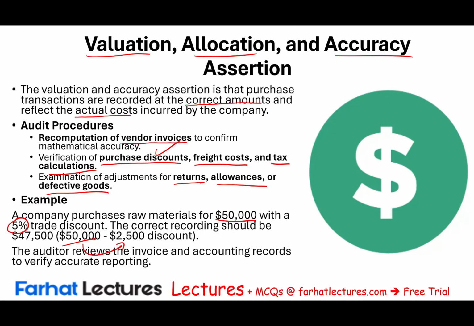What would happen is the auditor will review the invoice and accounting record to confirm what amount is recorded, 47,500. So we will take a calculator. This is 50,000. Take 5% out. What's left is the amount that it should be reported on.